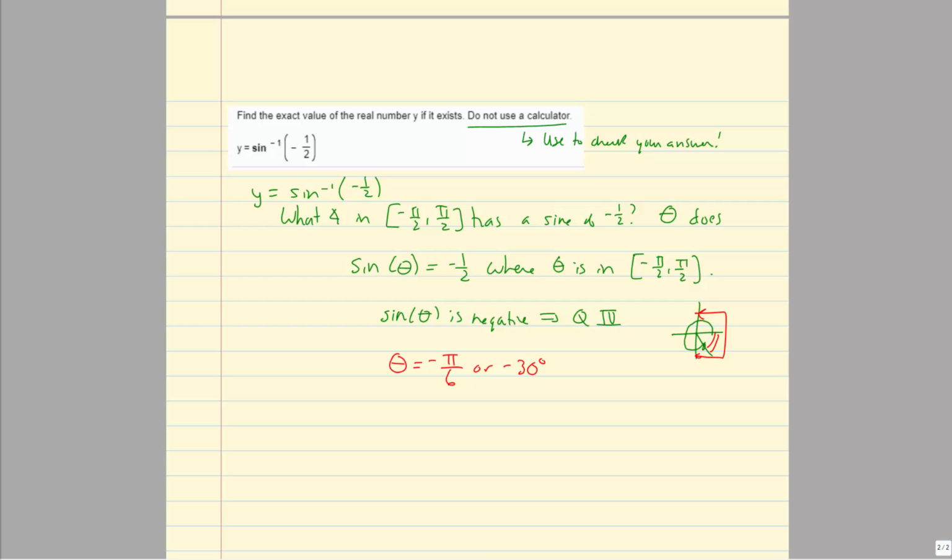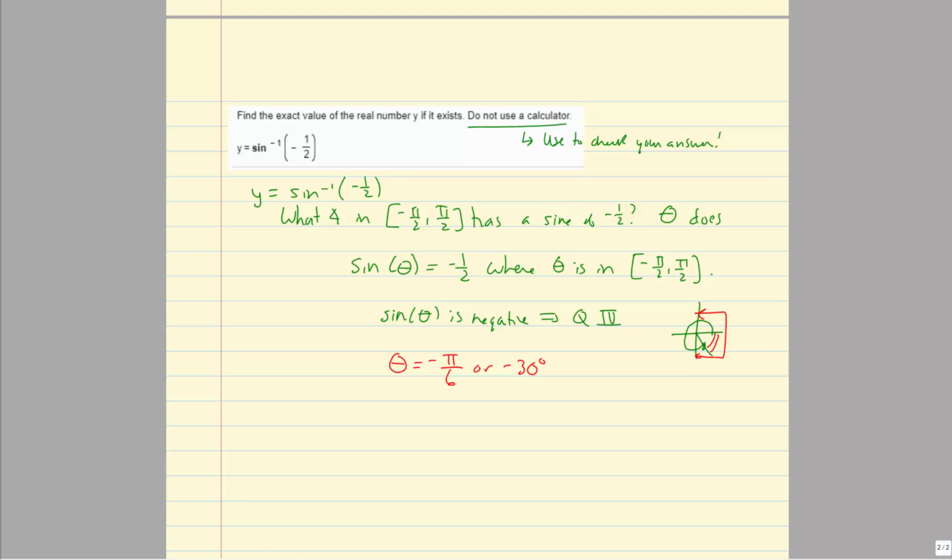Now usually on My Math Lab, it'll give you some information. It'll say type an exact answer using pi as needed, and there's no degree symbol. That tells me we're working in radians then. So make sure that you read through those instructions and answer accordingly. So what angle between negative and positive π/2 has a sine of -1/2? -π/6 or -30 degrees does.